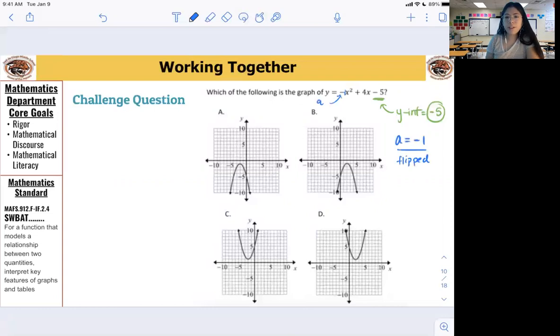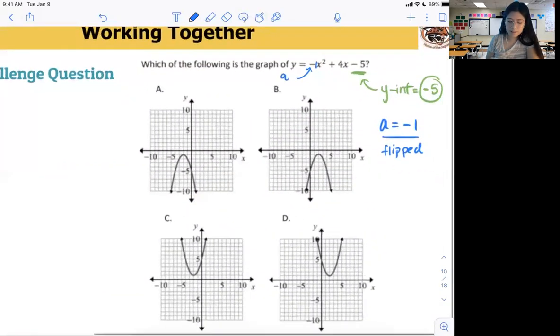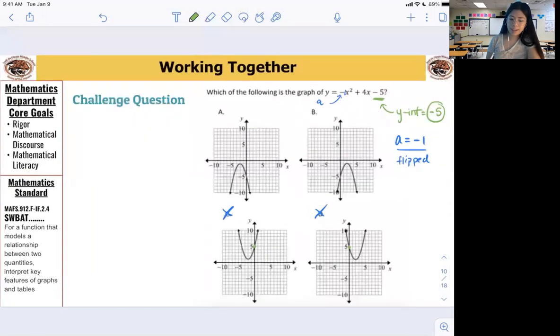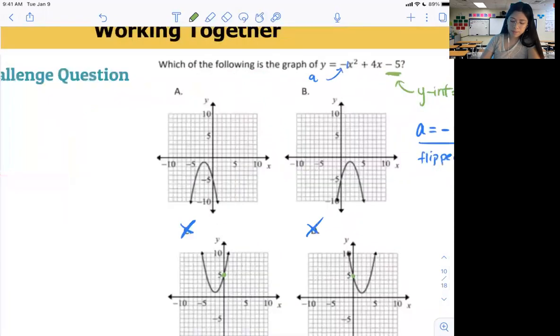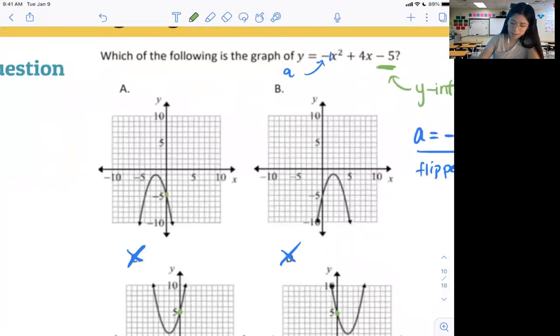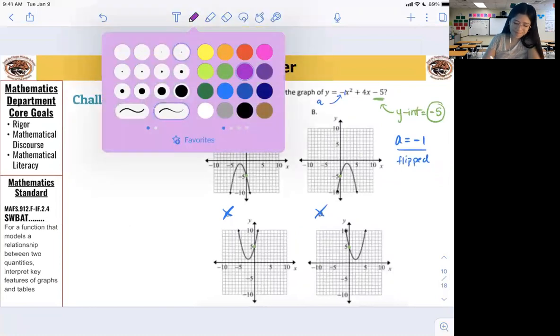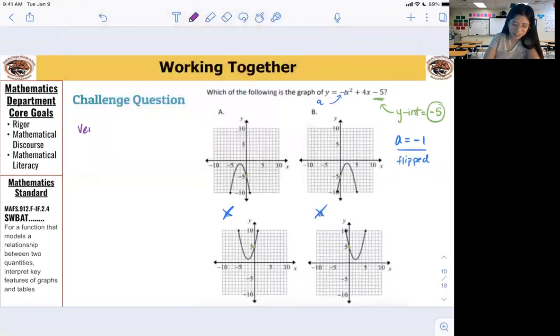So based on that information, C and D are garbage answers, because C and D are not flipped, and they have the wrong y-intercept. They have +5. And we know it should be -5. So between C and D, that would be a bad guess. If you're guessing on a test, make it a good guess. So if you weren't sure between A and B, what do you have to do now? Because they both have y-intercept -5. They're both flipped. So how do I figure out which one it is? You have to do the vertex formula. Good.